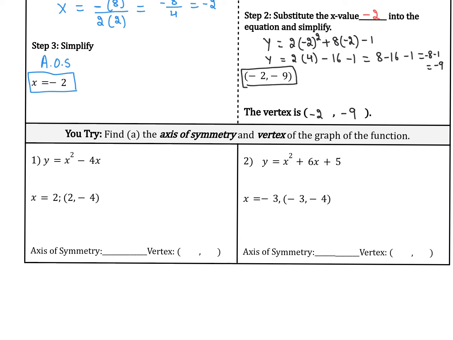Now we are going to do the You Try problem number 1 and problem number 2.